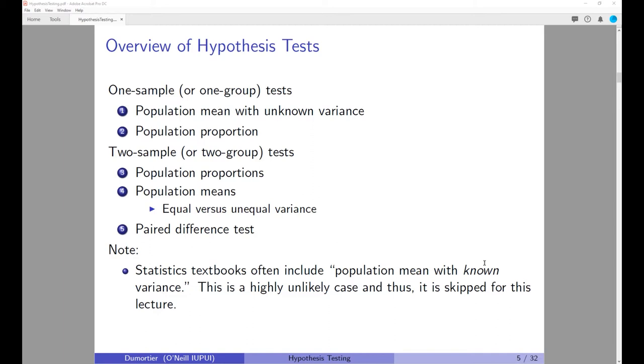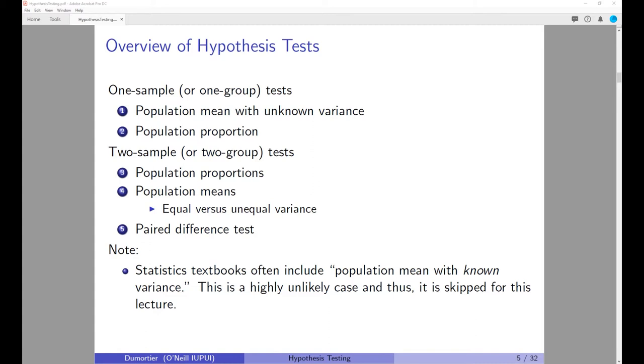In the second video, we are going to look at 2 sample tests. For 2 sample tests, we have 2 different samples or 2 different groups, and we compare whether the 2 groups are similar or different. We are going to look again at population proportions, population means, and we are also going to look at so-called paired difference tests. Note that statistics textbooks often include population mean with known variance. I believe that this is a highly unlikely situation, and we are going to skip this.